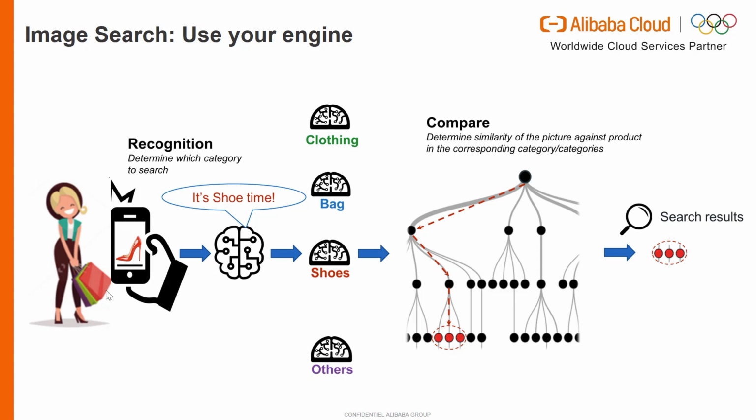When your customer sends back a picture of a shoe, the image search engine will at first try to recognize the category of the product inside the photo. If it recognizes it as a shoe, the engine will try to find something in the shoes model and then reply with a list of product IDs.